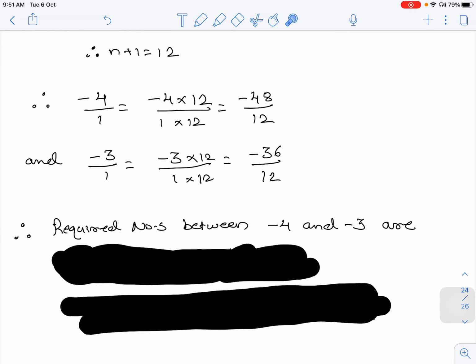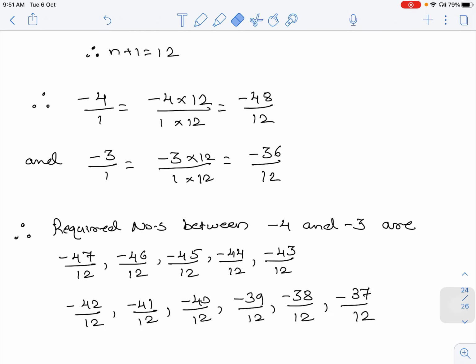So the required numbers between -4 and -3 are these: -47 upon 12, -46 upon 12, -45 upon 12 and so on up to -37 upon 12. Why? Because from -47 to -37, all these numbers lie between -48 and -36. And -48 upon 12 we got from -4 upon 1, and -36 upon 12 we got from -3 upon 1.